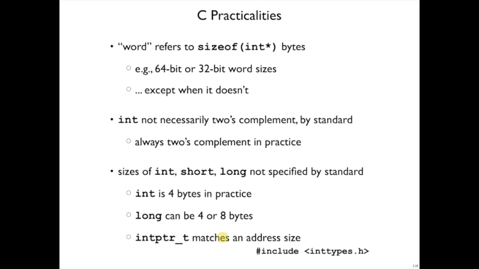size of an address. But if you ever need to write portable code, if you ever want to be specific about an integer size matching the number of bits that are in an address, you can use intptr_t, and that particular data type is defined by the inttypes.h header file.